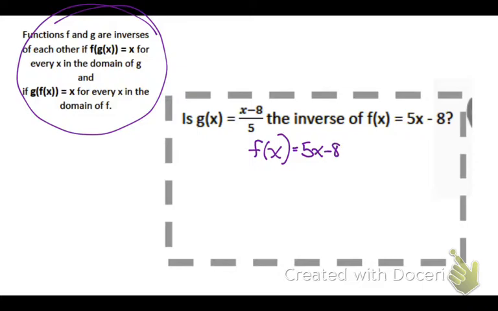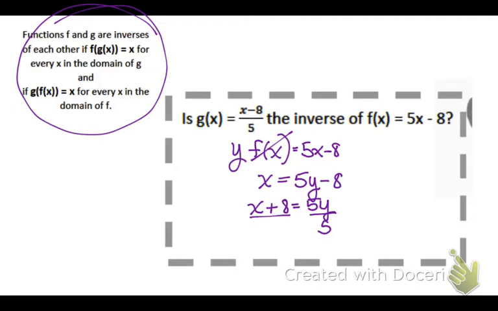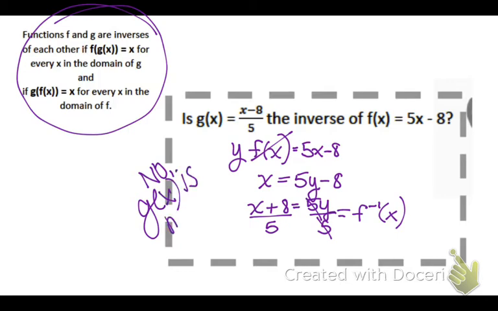So I take the function. We want to make f of x equal to y. We switch x and y. And then we solve for y. So we would add 8 to both sides. And then to isolate y, we would divide everything by 5. And so that is the inverse function for f, which is not what g is, because g says it's x minus 8. So the answer to this question would be that no, g of x is not the inverse of f of x.